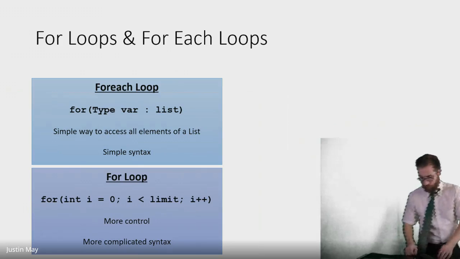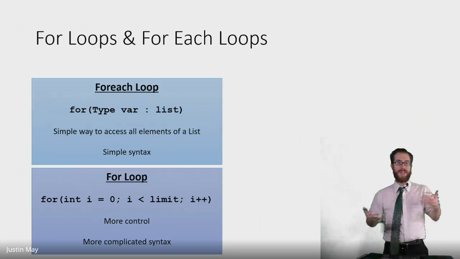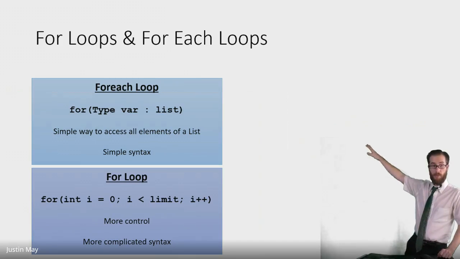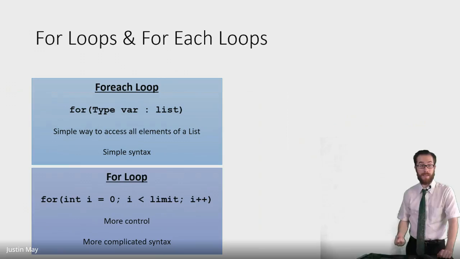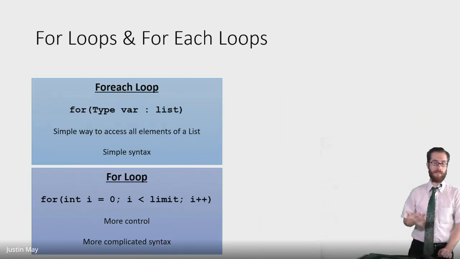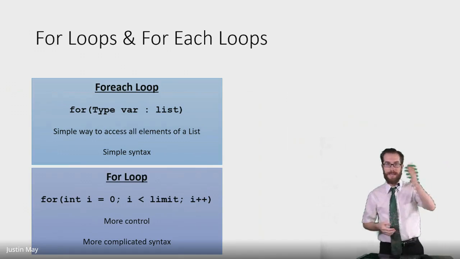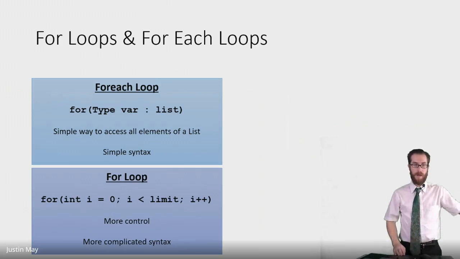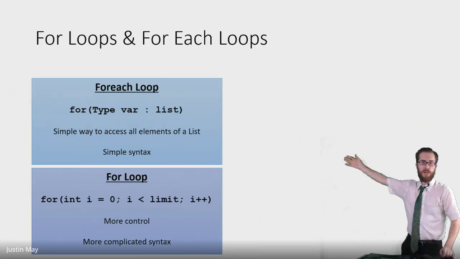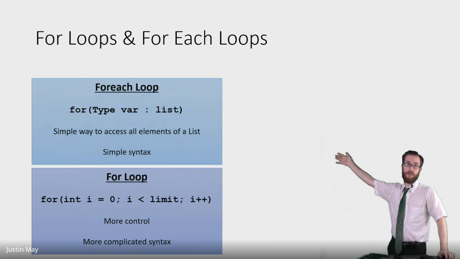So, a summary of why you would use either one. The for each loop has a simpler syntax, so there's less opportunity to make a mistake. And it's a simple way to access all of the elements of the list. It's less to write. So if you just need to hit every element in the list and you don't care about the order, or you specifically want it from beginning to end, use a for each loop. And very often that's all you need.